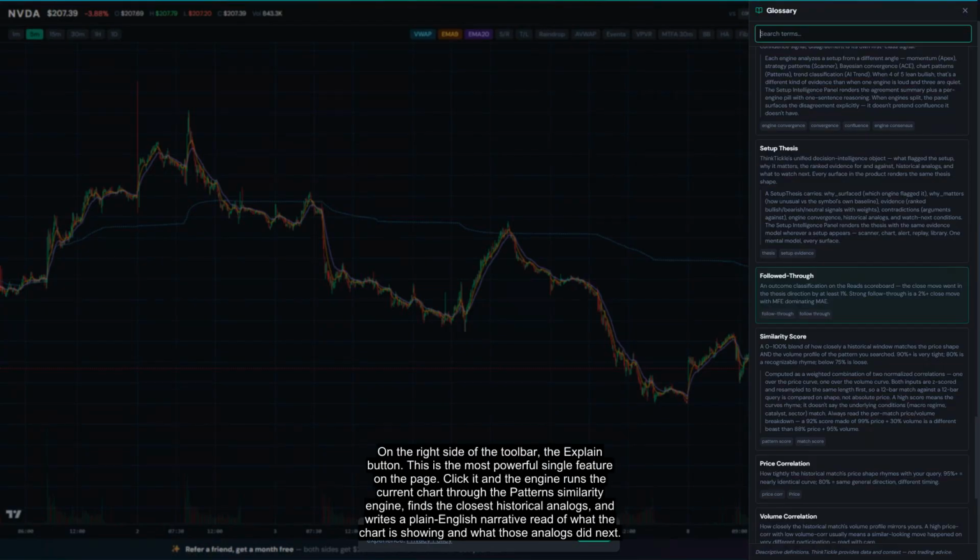On the right side of the toolbar, the Explain button. This is the most powerful single feature on the page. Click it and the engine runs the current chart through the pattern's similarity engine, finds the closest historical analogs, and writes a plain English narrative read of what the chart is showing and what those analogs did next.